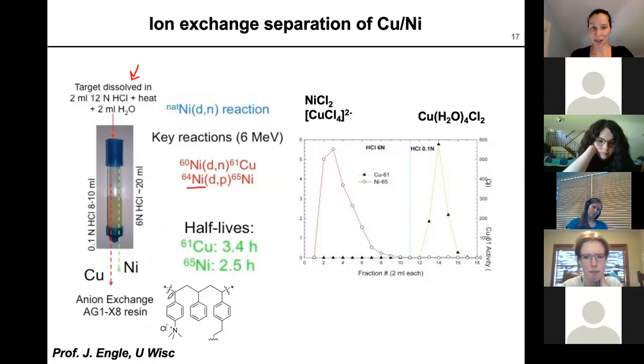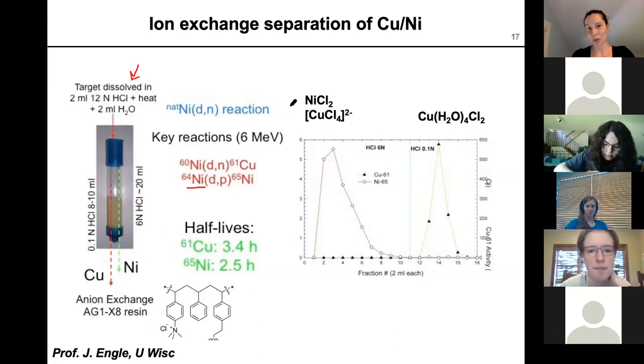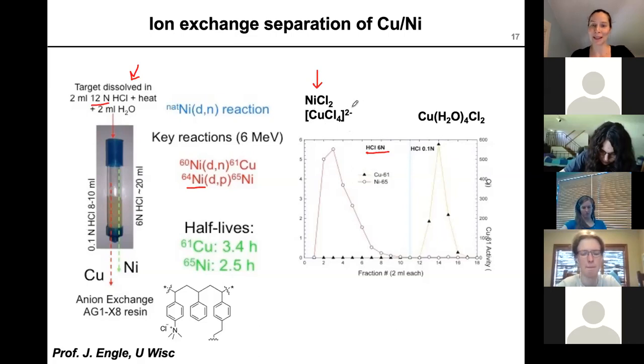The anion exchange resin is immobilized here in this column. What we're loading is this really, really acidic solution: we start with 12-normal, which is then diluted to 6-normal. The species that's present chemically is nickel chloride and copper chloride. Now the nickel chloride has a neutral charge, so no charge, whereas the copper chloride, which has a tetrahedral structure, is going to have a doubly negative charge.